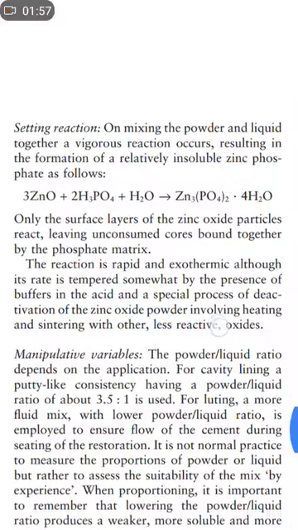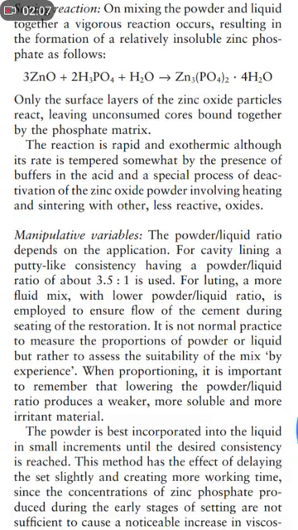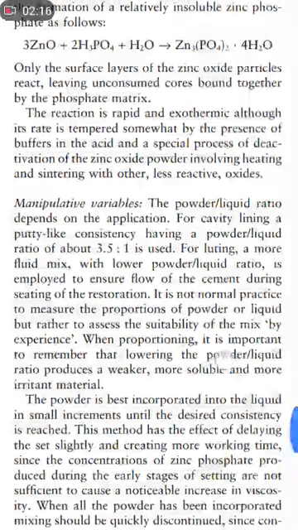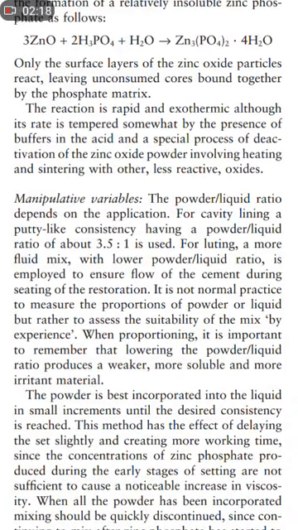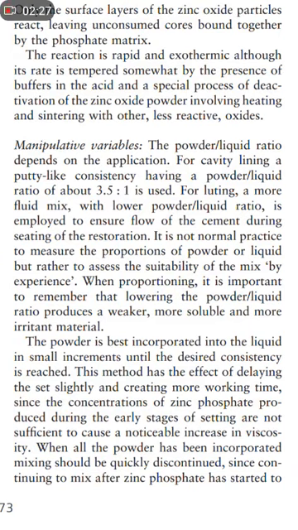On mixing the powder and liquid together, a vigorous reaction occurs, resulting in the formation of relatively insoluble zinc phosphate as follows. Only the surface layers of the zinc oxide particles react, leaving unconsumed cores bound together by the phosphate matrix. The reaction is rapid and exothermic, although its rate is tempered somewhat by the presence of buffers in the acid, and by a special process of deactivation of the zinc oxide powder involving heating and sintering with other, less reactive oxides.